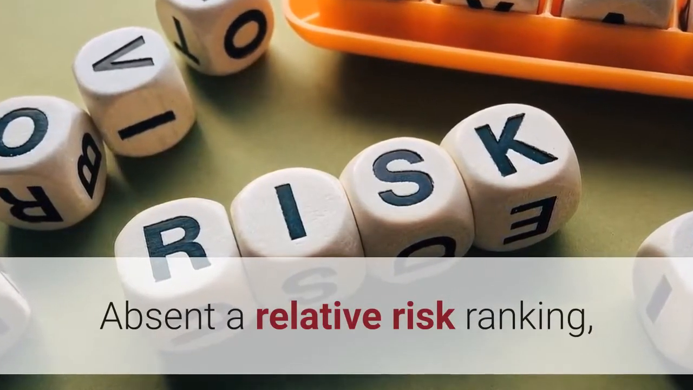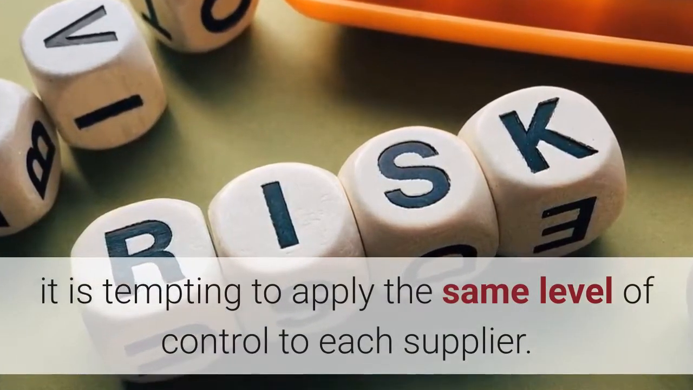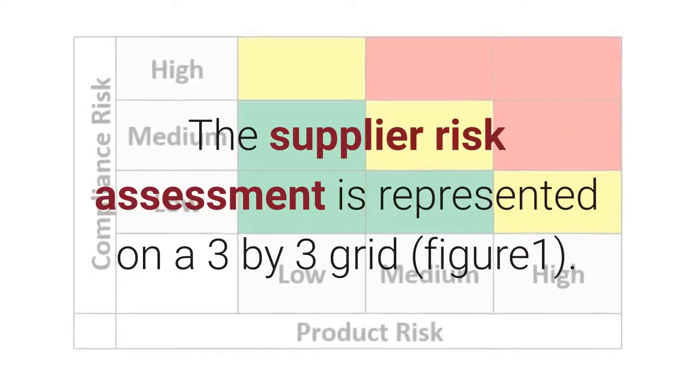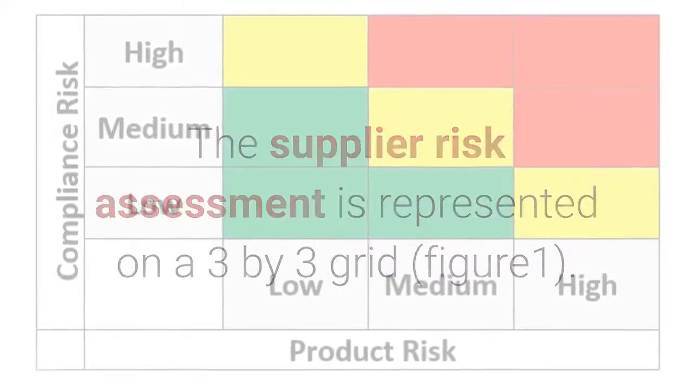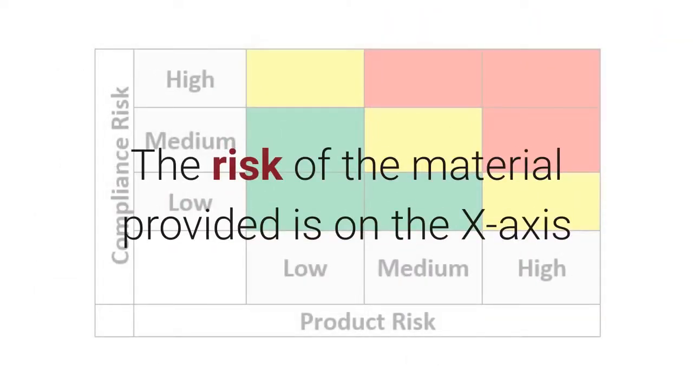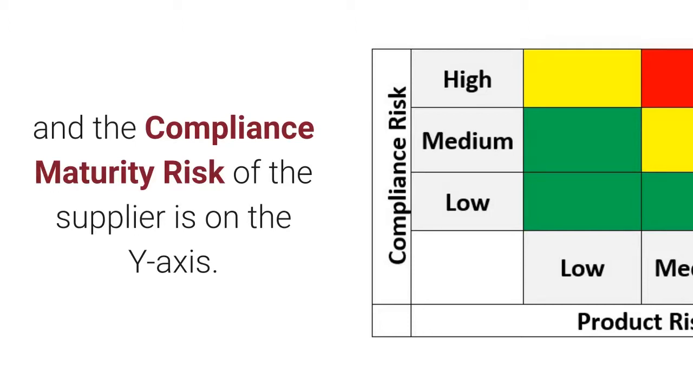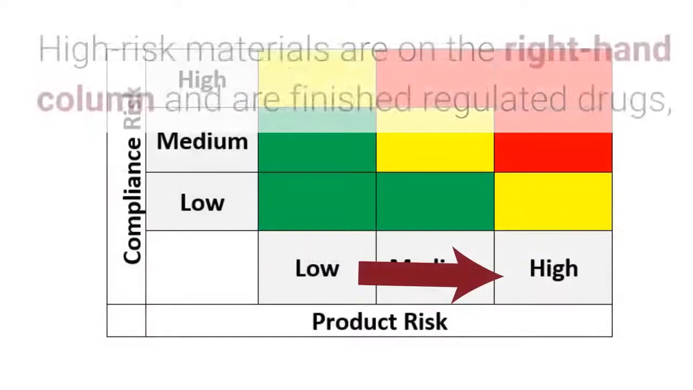Absent a relative risk ranking, it is tempting to apply the same level of control to each supplier. The supplier risk assessment is represented on a 3x3 grid, Figure 1. The risk of the material provided is on the x-axis, and the compliance maturity risk of the supplier is on the y-axis. Suppliers are segregated by the type of material they provide, Table 9.